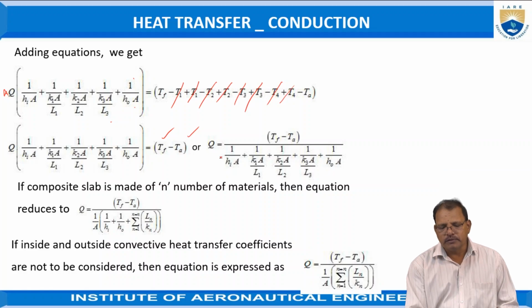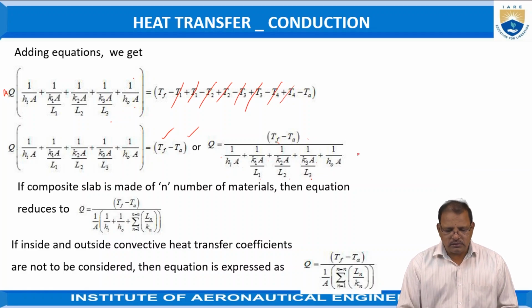Q is equal to, from this relation, Tf minus T alpha divided by 1 by Hi into A, plus L1 by K1 into A, plus L2 by K2 into A, and so on, plus L3 by K3 into A, plus 1 by H0 into A. So from these relations it can be written that Q is equal to Tf minus T alpha divided by, taking 1 by A as the common term, the remaining values 1 by Hi plus 1 by H0.